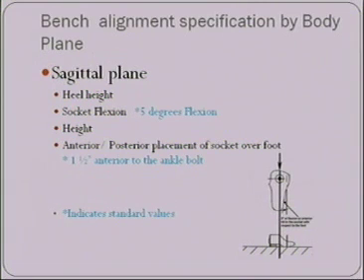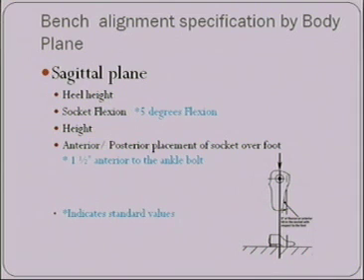Okay, so we're going to go over and break down a transtibial bench alignment. The first thing we're going to talk about is the sagittal plane. When you're thinking about a bench alignment, it's best to break it down into the sagittal plane, the frontal plane, and the transverse plane. So the first plane we're going to do is the sagittal plane.